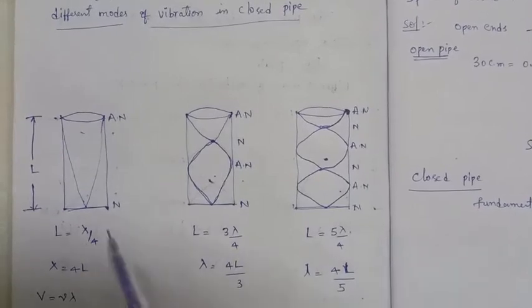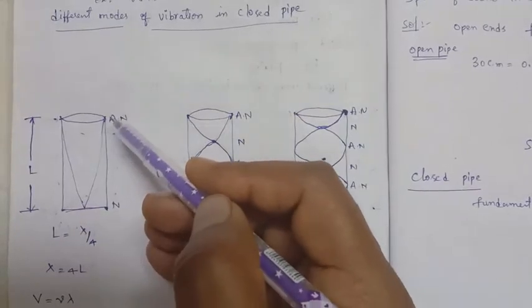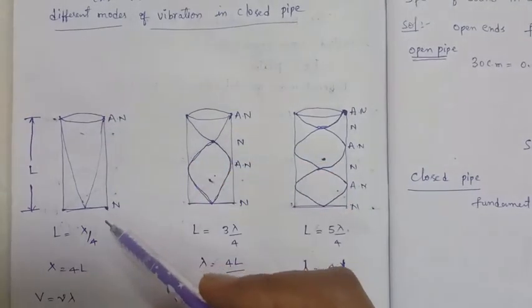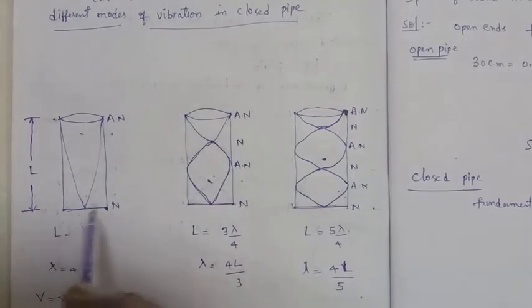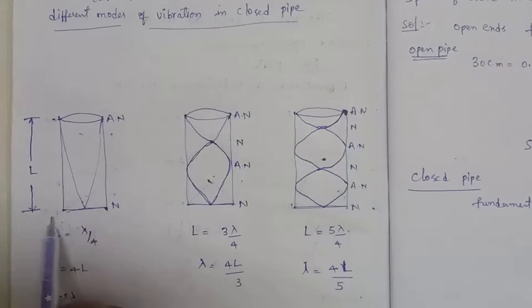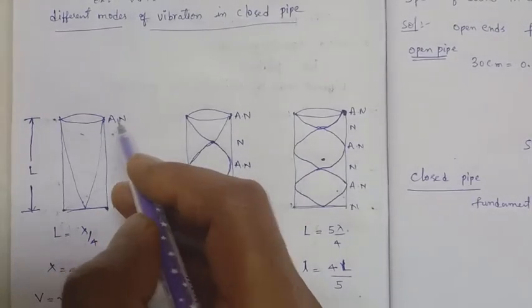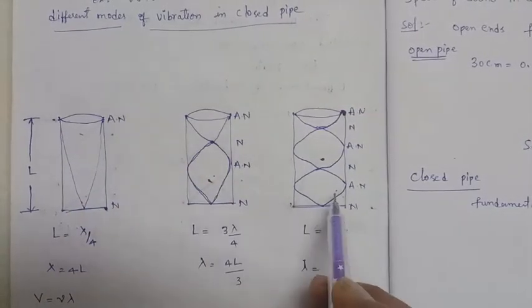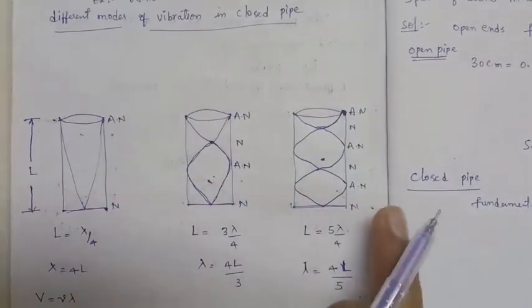In case of the first vibration, at an open end, that means an open boundary, antinodes are always formed. At a closed end, nodes are always formed. Here it is the rigid boundary. Across a rigid boundary we get a node, across an open boundary we get an antinode. At an antinode the displacement is maximum. So in all these three modes of vibration, the length will be the same. That's why I will draw the diagram in this manner.